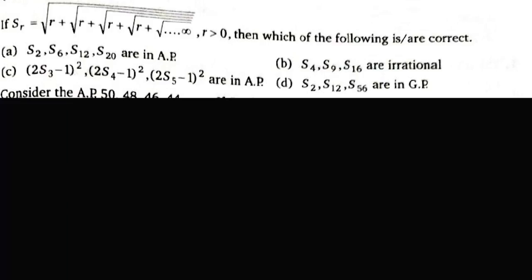Now the question is, we are given the series S_R where R is greater than 0, then which of the following is or are correct? Now we are given that S_R is this nested loop under root of R plus under root of R plus under root of R, and will continue up to infinity. Now this also is going to be S_R.